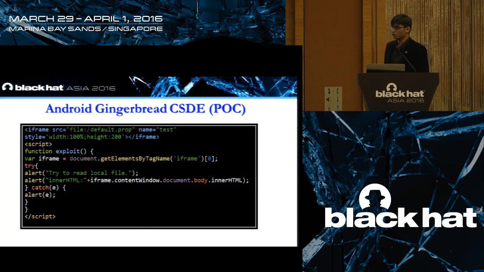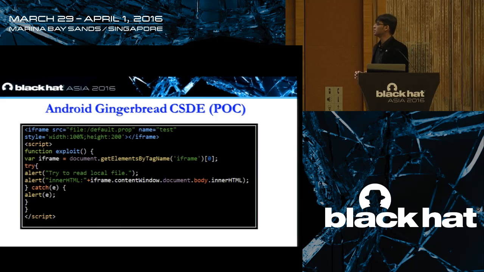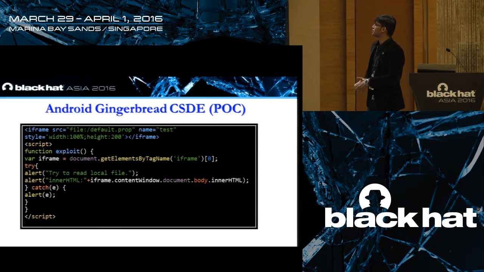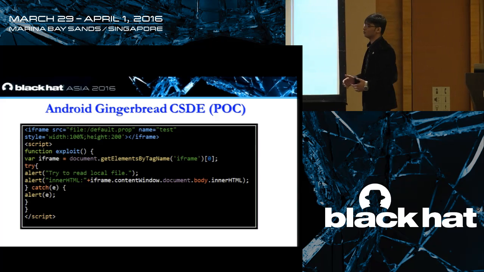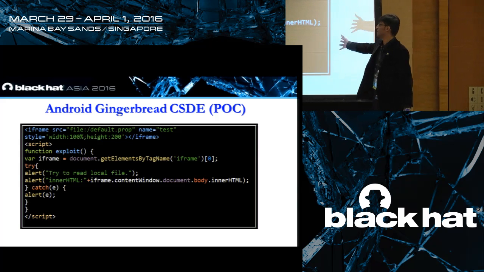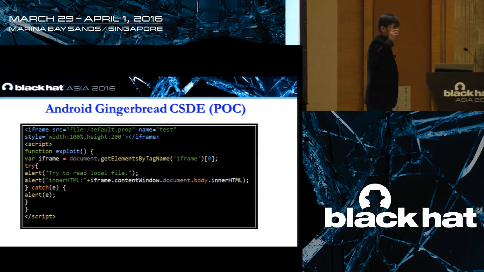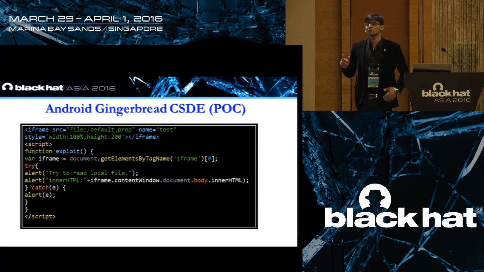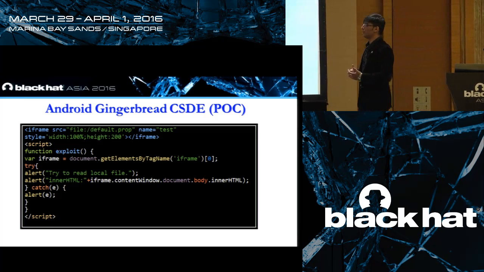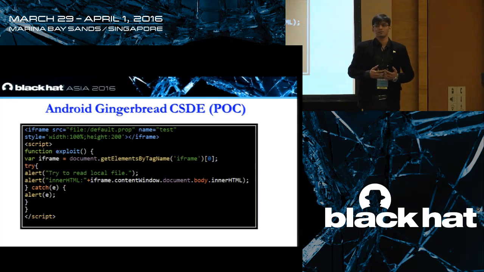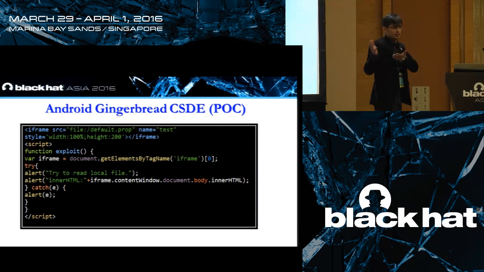This is a POC for Gingerbread. What this code is basically doing is loading default.prop into an iframe, and then it's trying to read the inner estimate property. It is trying to read what is within the iframe. So in case of Android Gingerbread, it was basically possible for us to read local files. It was possible for a local file to read another local file.